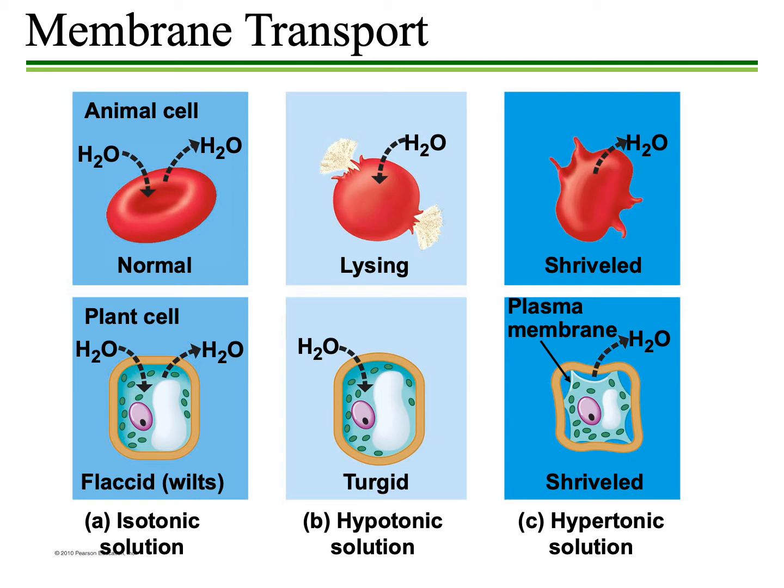When we talk about osmosis, we will always be comparing two different solutions. When we compare the two solutions, we have terminology associated with them. I'm going to start off with an isotonic solution. An isotonic solution is one where we're comparing two solutions that have the same solute concentration on either side of the membrane.